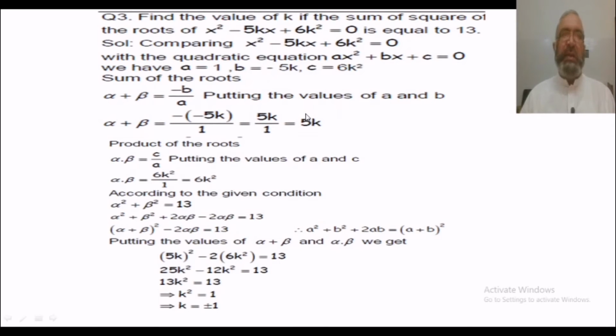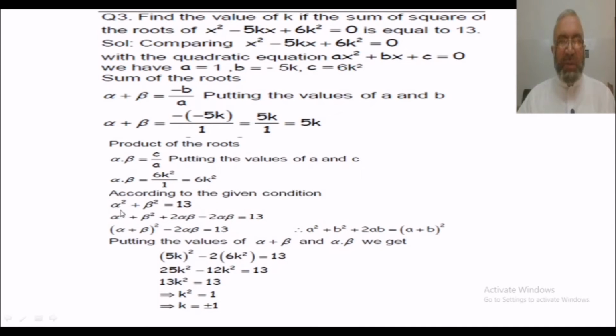Next comes question 3. Find the value of k. Again the same unknown. If the sum of squares of the roots of x square minus 5kx plus 6k square is equal to 0 is equal to 13. Only the condition is different. So sum of the squares of the roots, if we take alpha and beta as the two roots of this quadratic equation, then sum of the squares of the roots becomes alpha square plus beta square is equal to 13. So that condition becomes alpha square plus beta square is equal to 13.